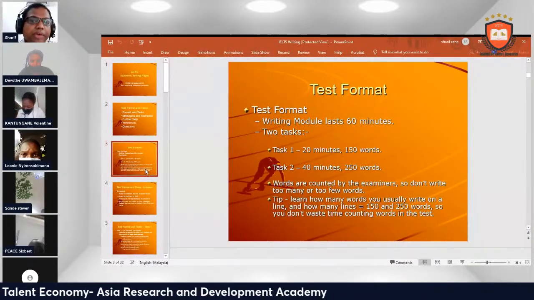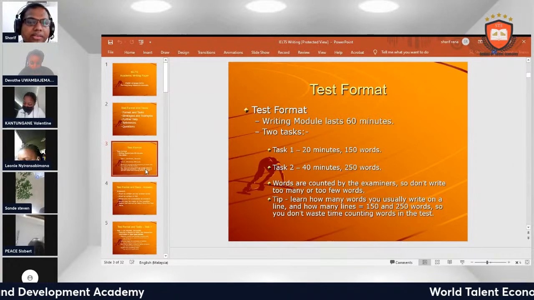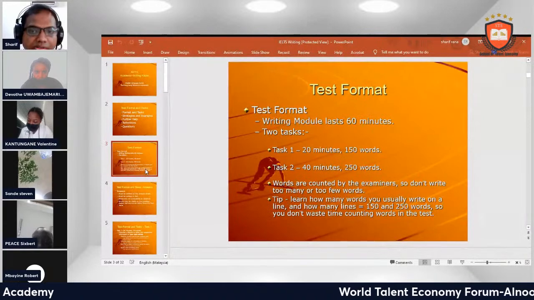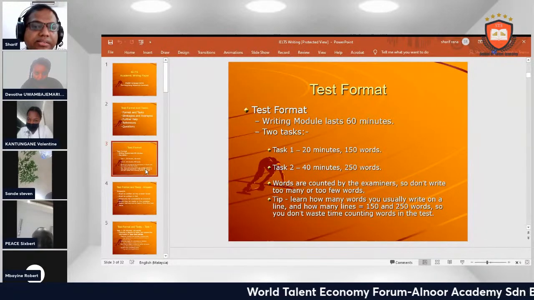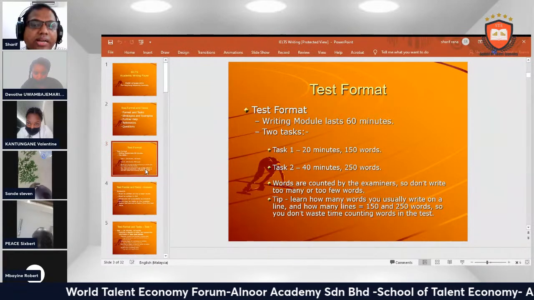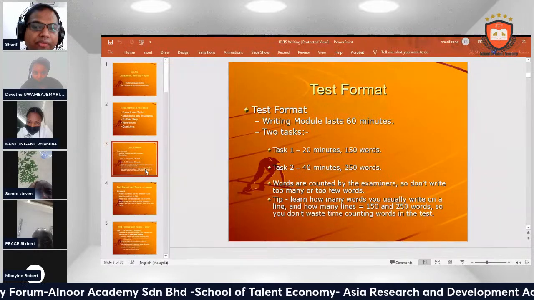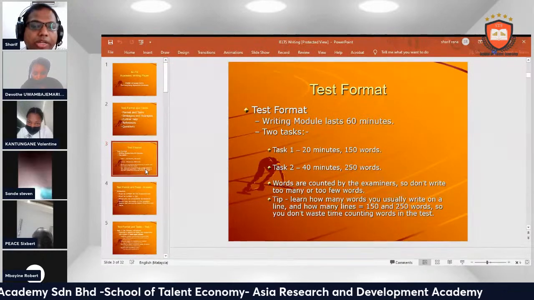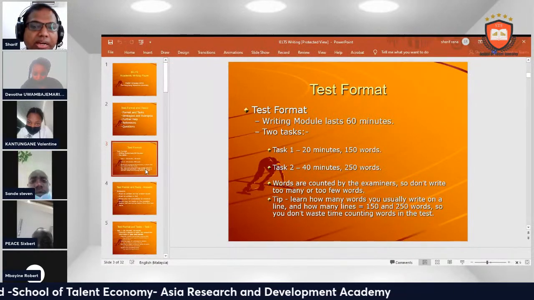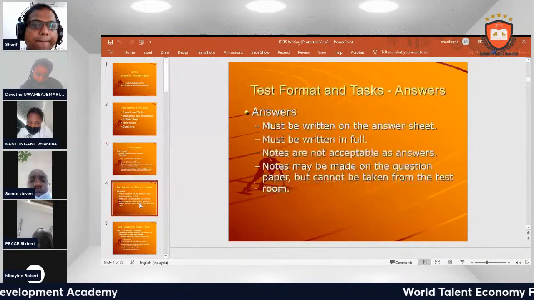Test format. The writing module lasts 60 minutes. There are two tasks. Task number one is 20 minutes, and you have to write 150 words. The second task is 40 minutes, 250 words. Words are counted by the examiners, so do not write too many or too few words. Learn how many words you usually write on a line and how many lines make 150 and 250 words, so you do not waste time counting words in the test.